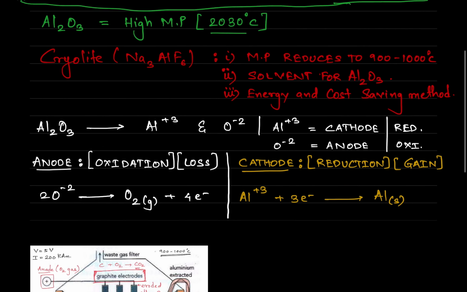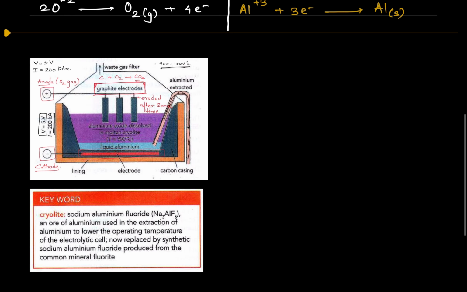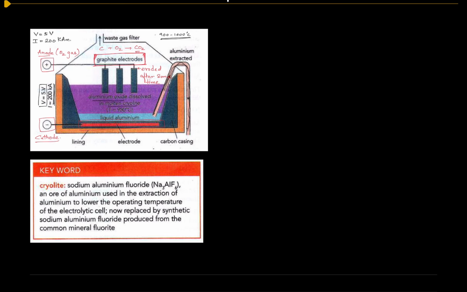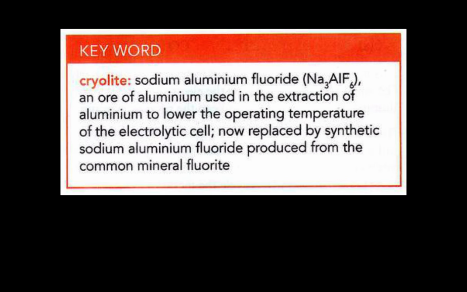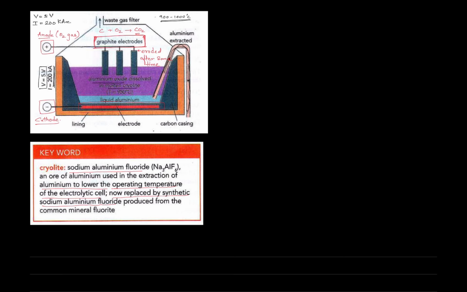They might ask you what is the formula of cryolite. So we have written it over here. The formula of cryolite is Na₃AlF₆. So cryolite, we are using Na₃AlF₆ because, you'll just read this out: sodium aluminium fluoride, that is Na₃AlF₆, an ore of aluminium, is used in extraction of aluminium to lower the operating temperature of the electrolytic cell, now replaced by synthetic sodium aluminium fluoride produced from common mineral fluoride. We don't need to bother about this. No one is going to ask you in that detail about cryolite.